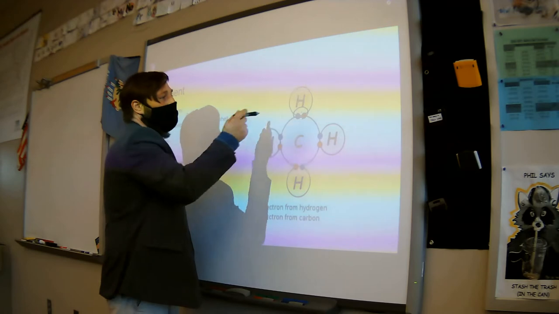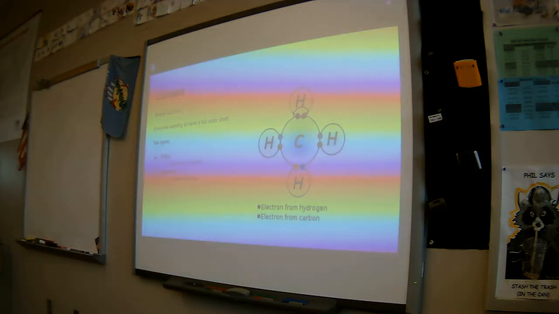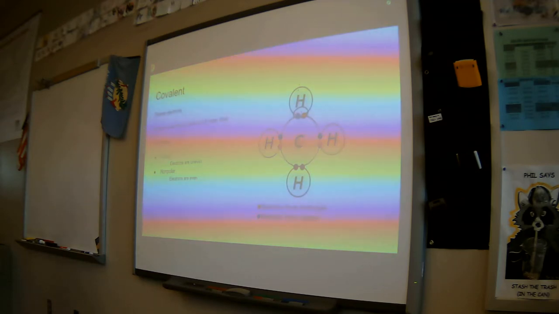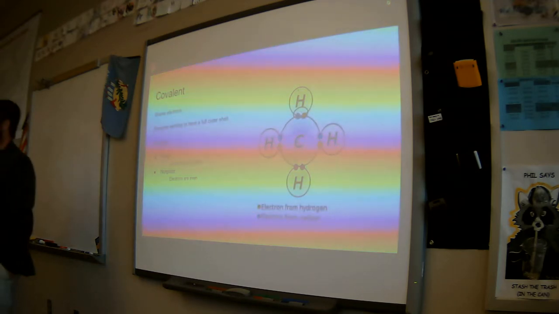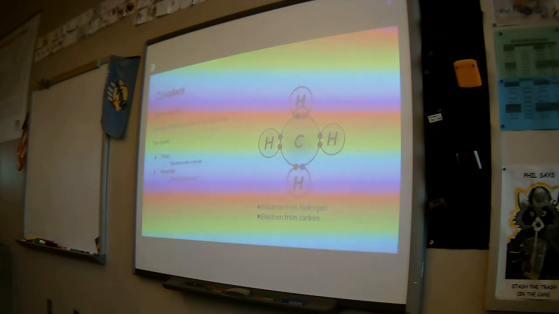Part of the time, hydrogen has two electrons. It's happy. It's good. It's got those two electrons fulfilling its shell. Carbon wants eight. So how many sharing partners does he need? He needs four hydrogens around him. Okay? Does that make sense? So that's kind of what these bonds are all about.